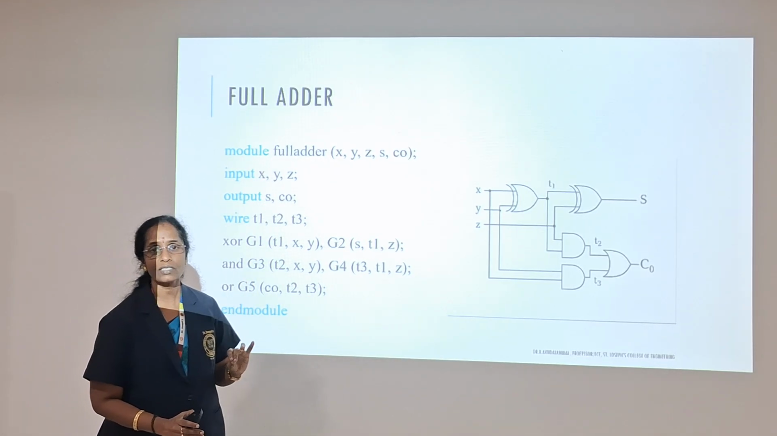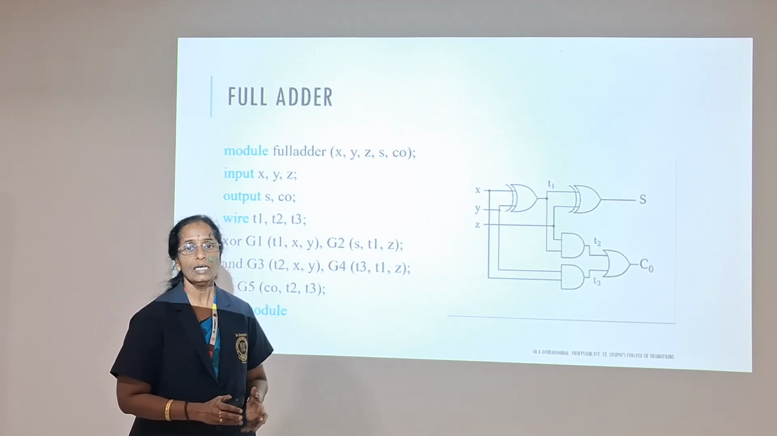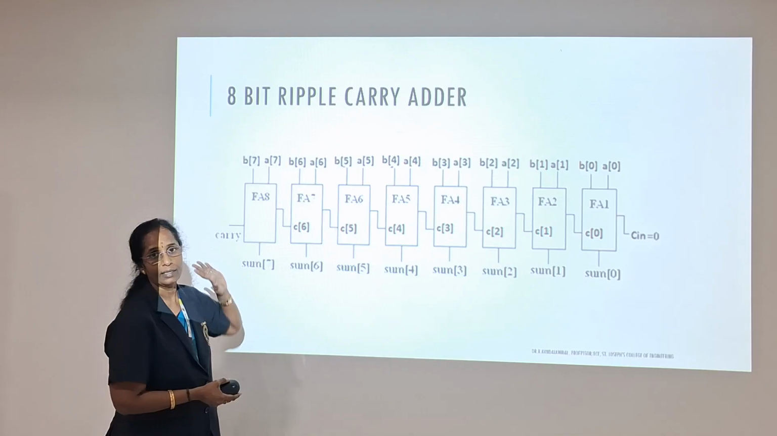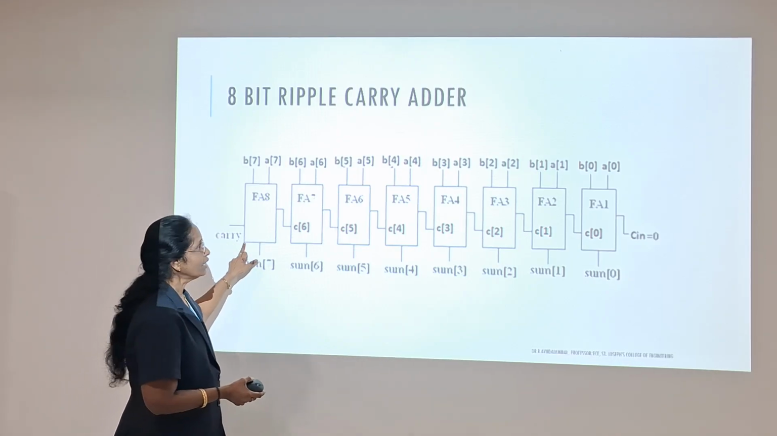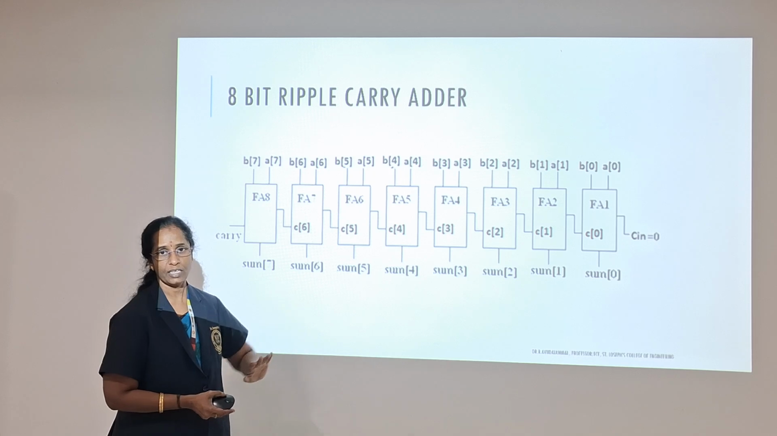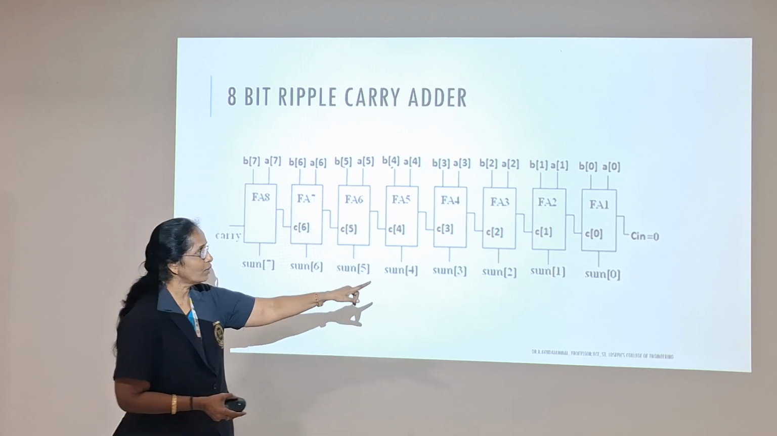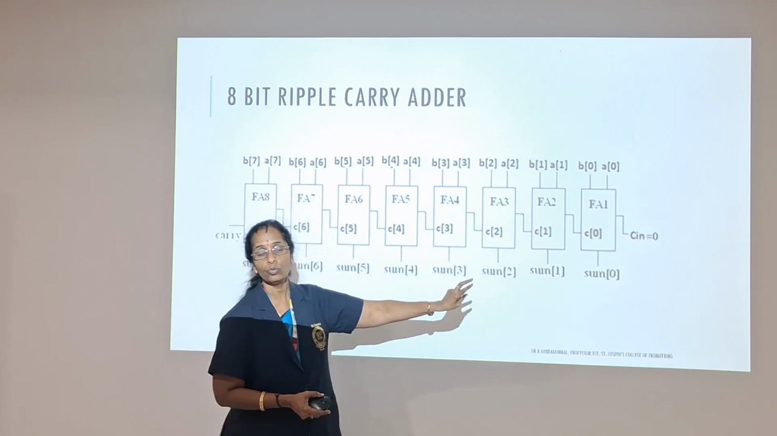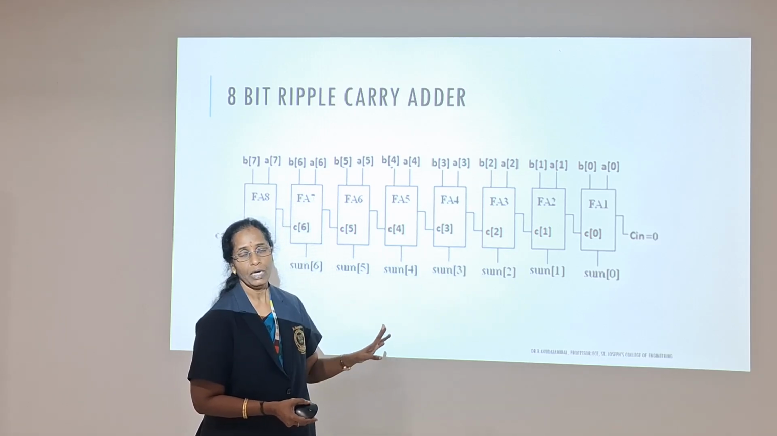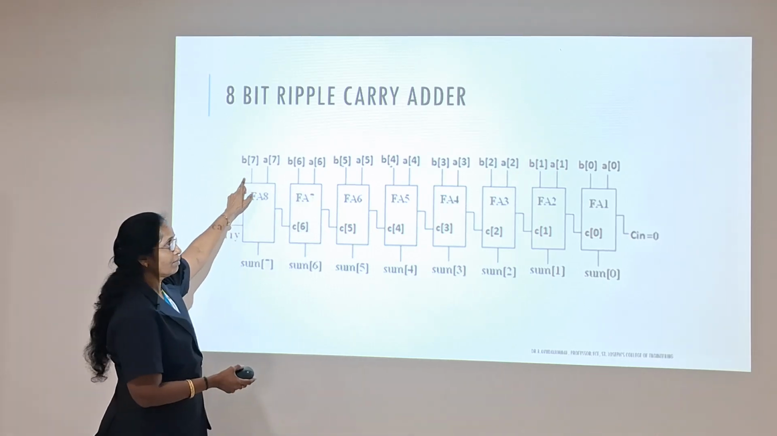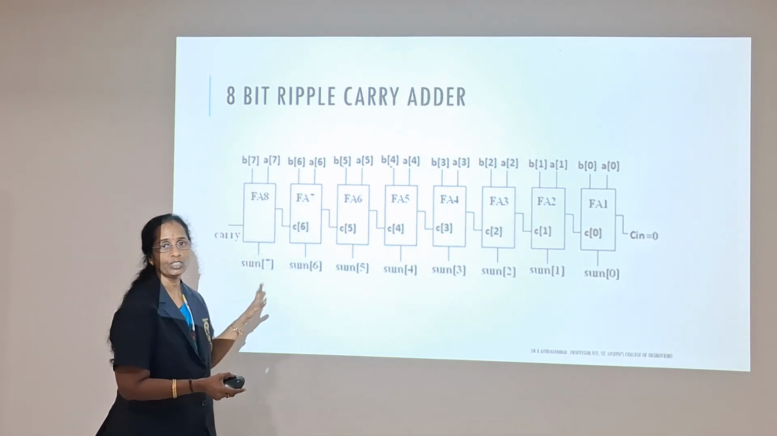But our objective is creating a ripple carry adder. So let me take an example of an 8-bit ripple carry adder. That means totally I have 8 full adder circuits. Each full adder will have 2 input bits and it will generate 2 output bits, sum and carry. So let me explain. This is A0 to A7 and B0 to B7. These are my 2 inputs.